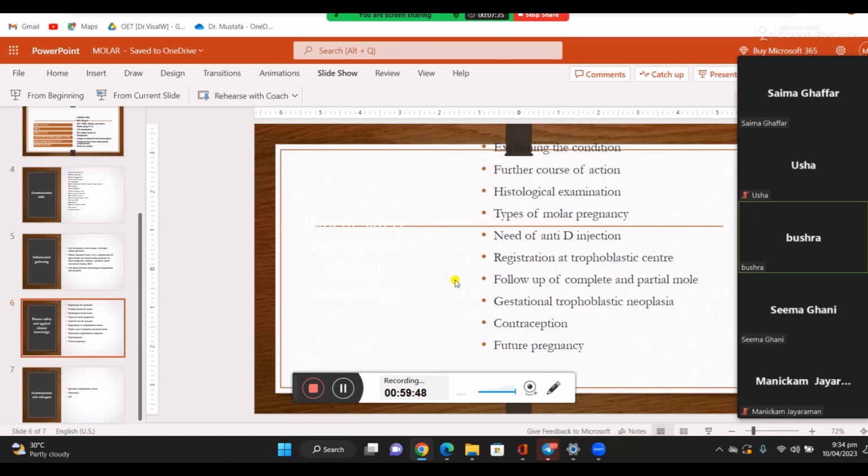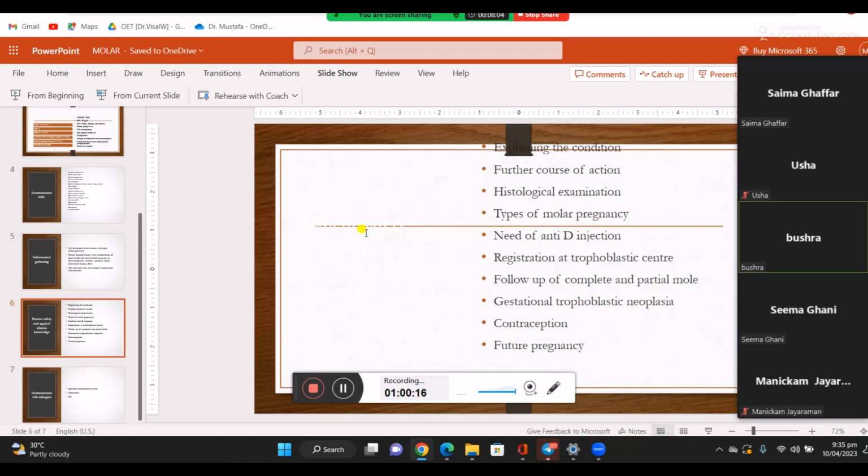Okay. So this patient in the history, the ultrasound was showing that it is a complete mole, but it is not confirmed until we do a histopathology. On the histopathology, it could be a partial mole or it could be a complete mole. So we need to tell the follow up of both partial as well as complete mole. Okay. So you told the follow up about complete mole, and what about partial mole?